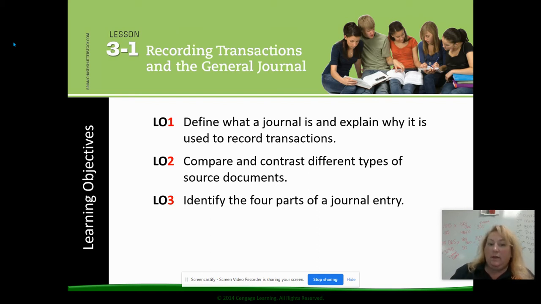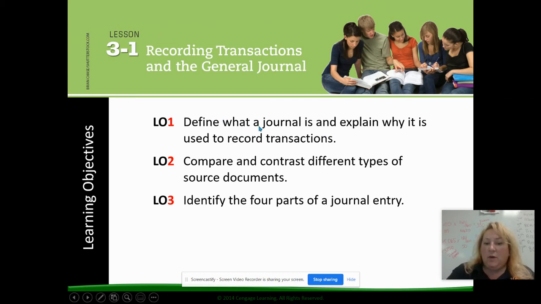So this is where we're going to live for the rest of the year, at least the rest of the semester. So every single transaction that we do, every single business activity will cause a transaction, and that transaction, and we've been doing them since the beginning, those transactions are now going to be recorded in what we call that general journal.